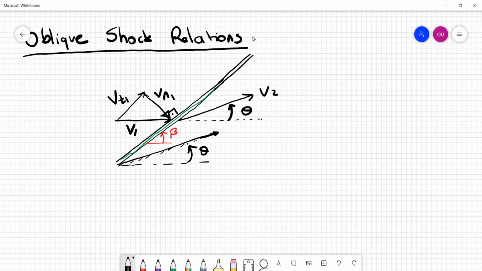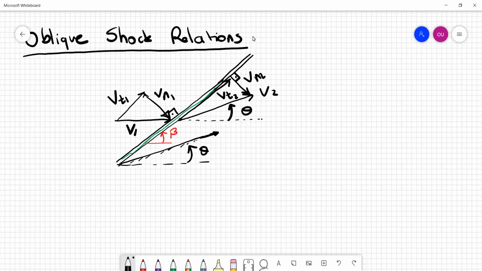So after the shock wave, we have V2 that can also be decomposed into two components. Basically, this one, which is normal to the shock wave, Vn2, let's say, and another tangential component, which is tangent to the shock wave, Vt2.